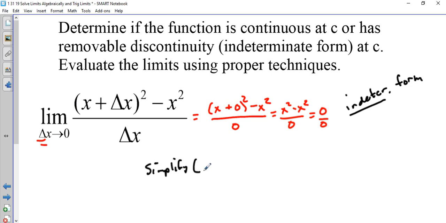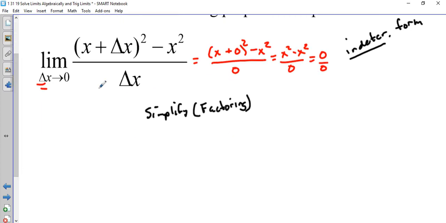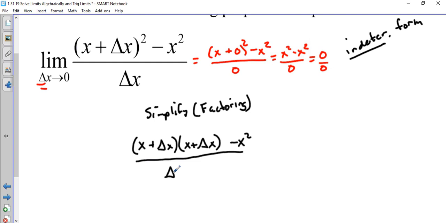So here, we are going to divide out, but I'm going to start with factoring. We're going to use algebra. I would say we use algebra first. We're going to FOIL this through. So we have x plus delta x times x plus delta x, minus x squared, all over delta x. When we have that, it's going to be x squared.